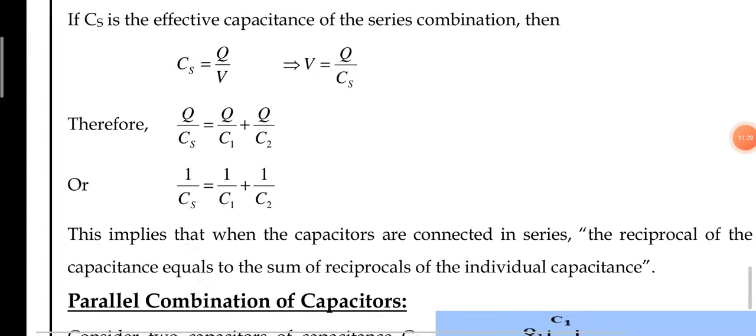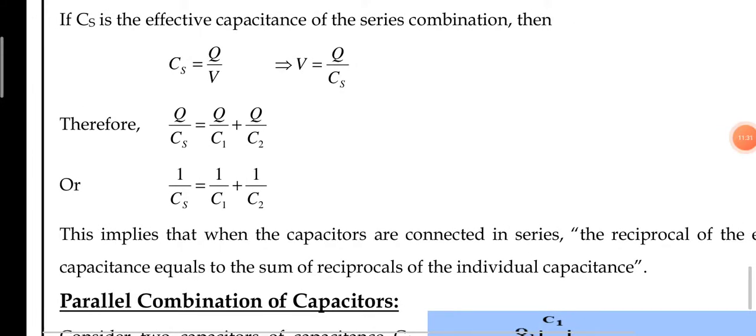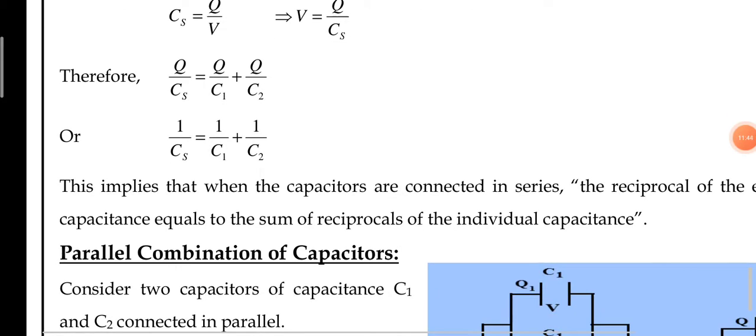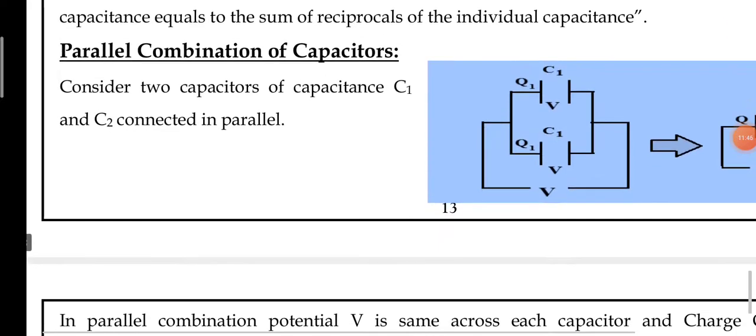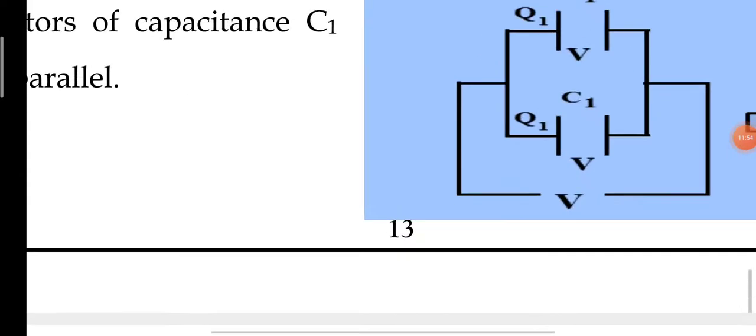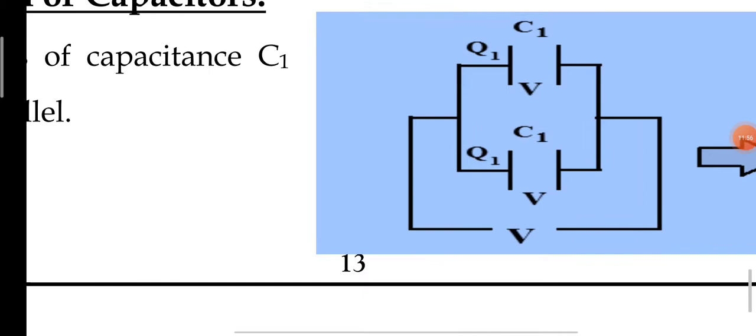That means here the reciprocal of the effective capacitance in series combination is equal to the sum of the reciprocals of the individual capacitors connected in series. Next, parallel combination. In series combination, V is variable and Q is constant. But in parallel combination, Q is variable and V is constant.